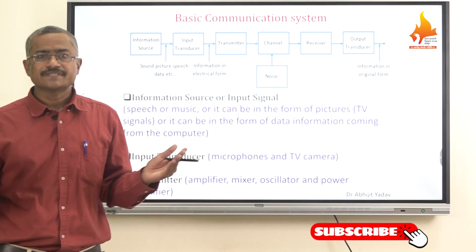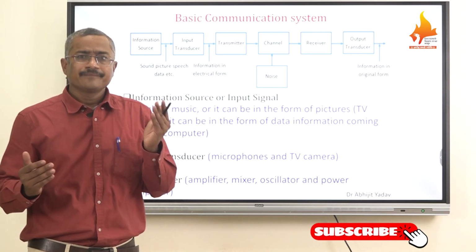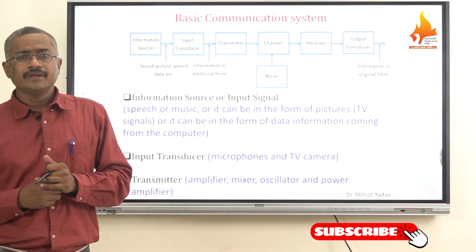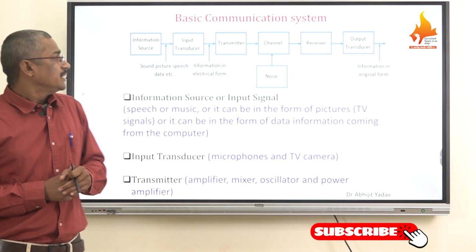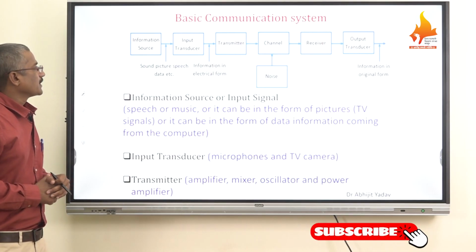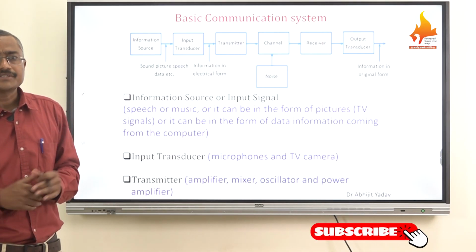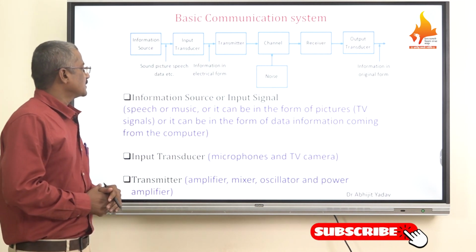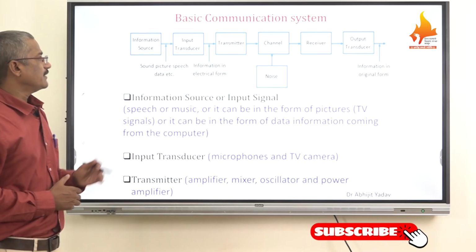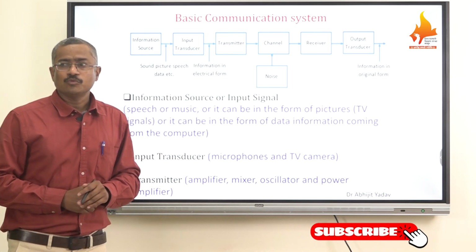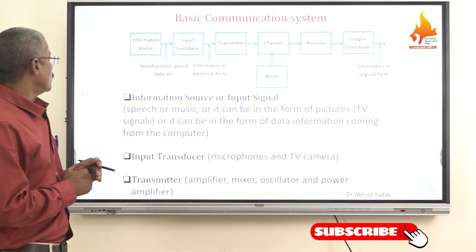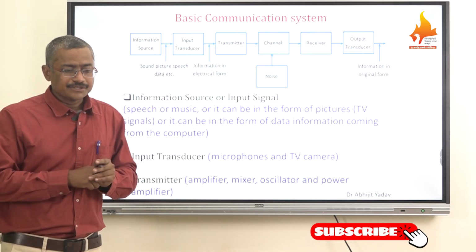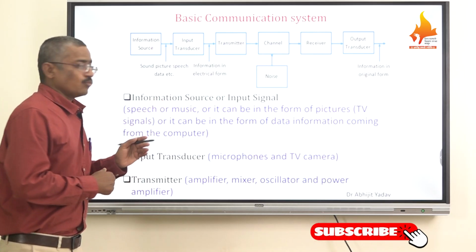Typical examples of communication systems are line telephony, line telegraphy, radio telephony, radio telegraphy, radio broadcasting, etc. Now the basic communication system. The essential components of the basic communication system are the information source, input transducer, transmitter, channel, receiver, and output transducer. These basic elements form the basis of a communication system. We'll discuss them one by one.